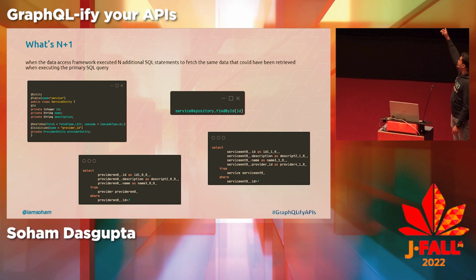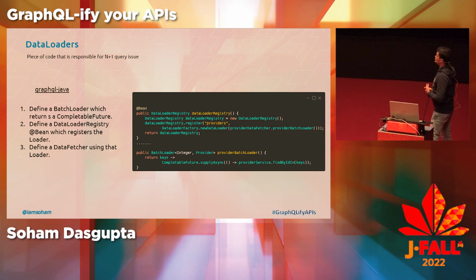Think about if I do find all services, and I have a million records of services, it will do a million + 1 queries for you. It's a very known issue when you are using JPA and Hibernate, and there are lots of ways to solve it. But in GraphQL, you cannot do that because GraphQL queries attribute by attribute. So you need to define something which handles this for you. So JPA Hibernate won't be able to do it. So that's where the data loaders come into the picture.